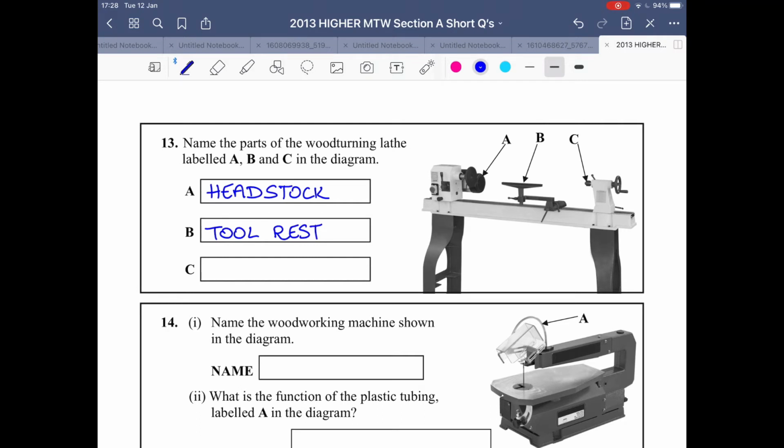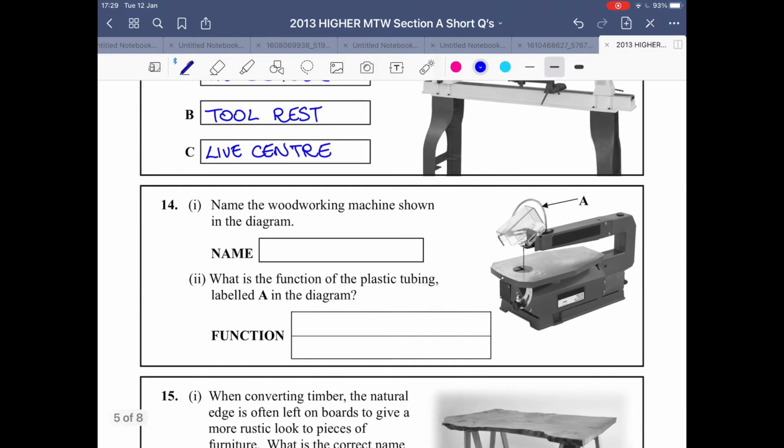Part B then is the tool rest. It's where we rest the chisel or the gouge in order to create the shape that you're trying to create on the lathe. So the tool rest is a safety thing as well as something that keeps it straight and accurate. And then part C is our center. Now it could be a live center or it could be a dead center, or there's a few other ones as well. The one we have on our lathe in the woodwork room is a live center, so that'll do fine for us.